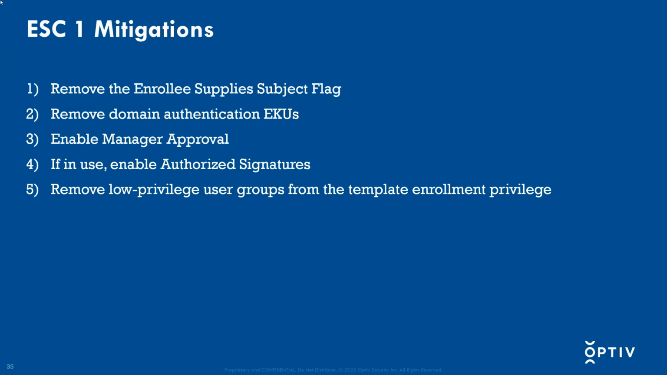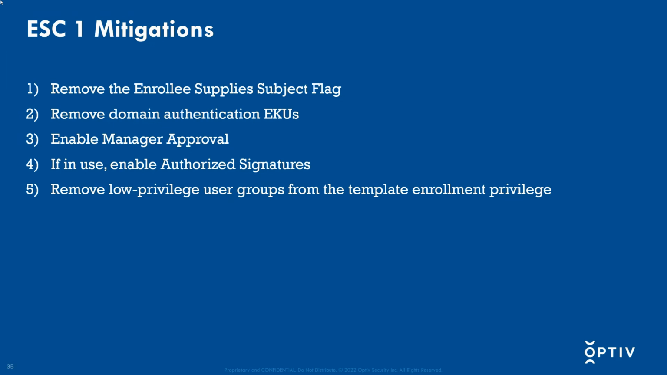However, there may be a reason that was actually set to true. So you have to consider that when you're turning it off. Does it actually have to be enabled? And if it does, you still got options. So if it's a template that isn't used for authentication, you could just remove the authentication EKU. If it has to have the enrollee supply subject flag, has to be used for client authentication, then you can use the manager approval setting.